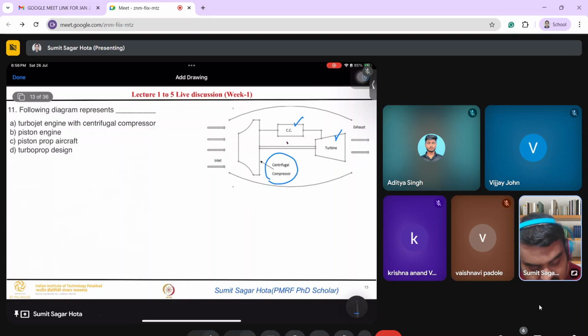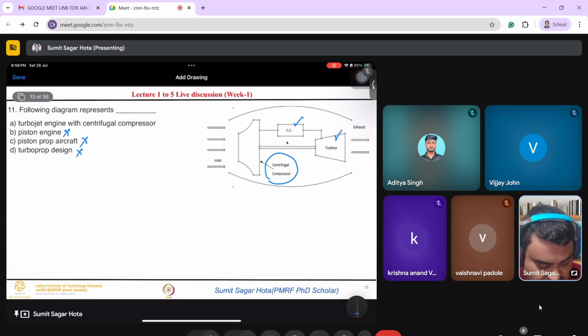There are no pistons here, right? So it's not a piston engine. There is no piston and no propeller, so this is not a piston prop aircraft. Turbo means a turbine is there, but there is no propeller here, so it's also not a turboprop design. So there is only one left, that is the turbojet engine with centrifugal compressor.